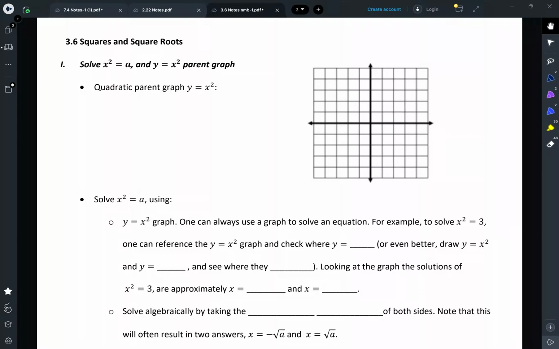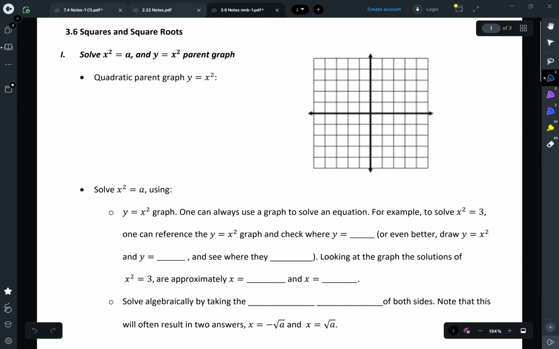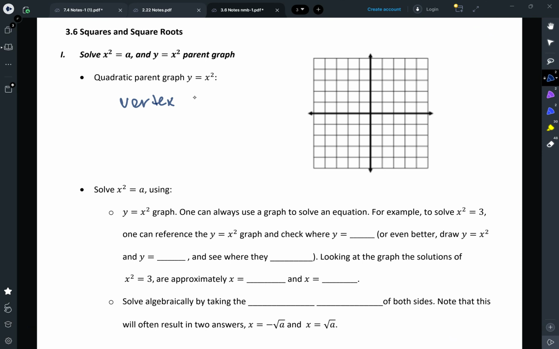So parabolas, we always talk about how in this case my vertex, pen is not working. There we go, just had to wake it up. In this case, our vertex is 0, 0 for our parent function. We know that quadratics are parabolas, so they have that U shape. And we like to talk about how the graphing pattern is 1, 3, 5, 7.